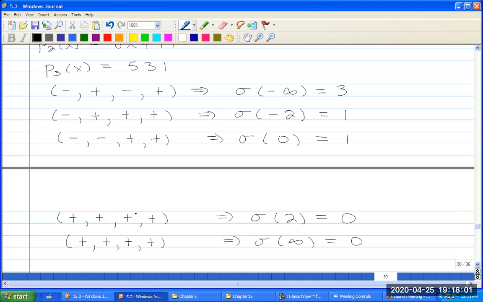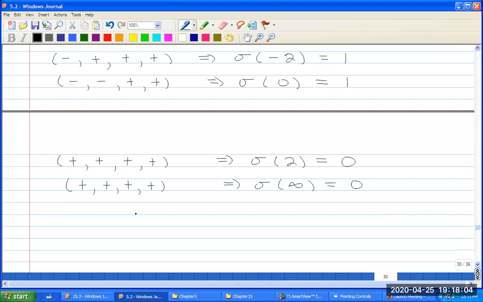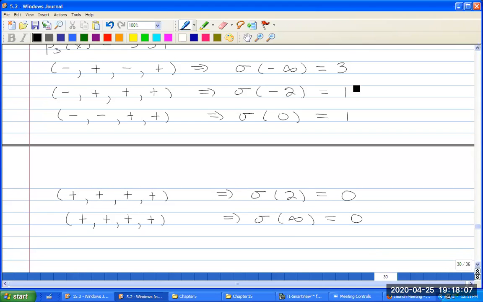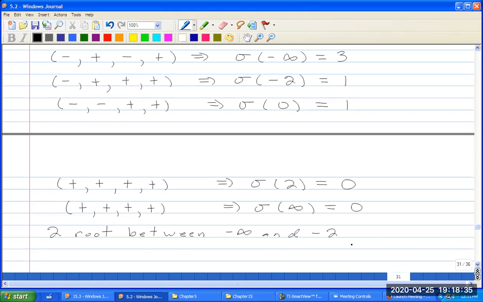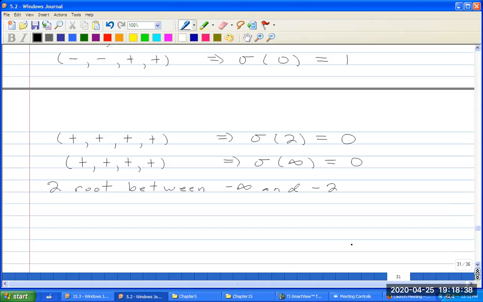So there are, so 3 minus 1 is 2. So there are roots between negative infinity and negative 2. There is 1 root between.